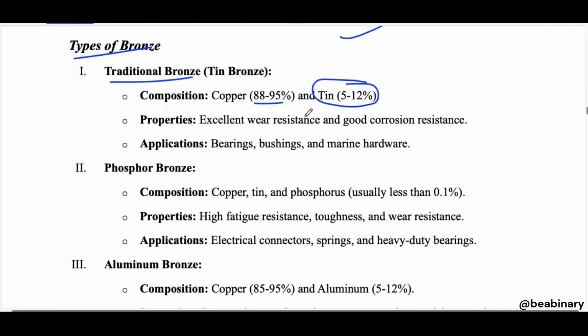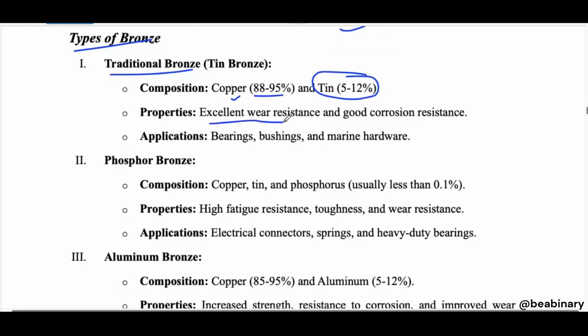The term that we discussed, bronze, has been used since ancient times. So these were mainly traditional bronze. Wherever we see bronze, like a bronze medal, it has 88 to 95% copper and only 5 to 12% tin. This is the conventional or traditional bronze that is very frequently used in our society. If we talk about the properties: excellent wear resistance and good corrosion resistance. The applications are bearings, bushings, and marine hardware.